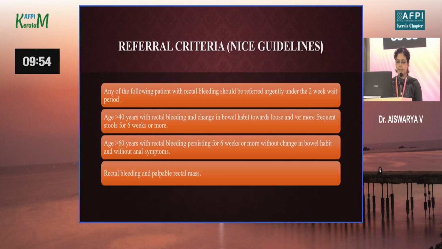So according to NICE guidelines, referral criteria include any of the following. A patient with rectal bleeding should be referred urgently under the 2-week wait period. That is, patients with age more than 40 years with rectal bleeding and change in bowel habit towards loose and/or more frequent stools for 6 weeks or more, and age more than 60 years with rectal bleeding persisting for 6 weeks or more without change in bowel habit and without anal symptoms. Rectal bleeding and palpable rectal mass should be referred.